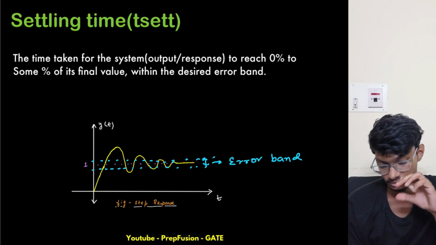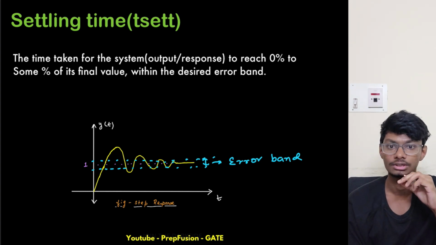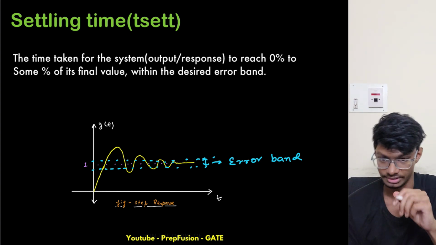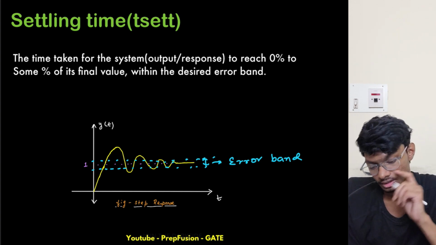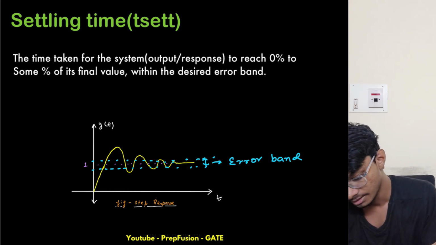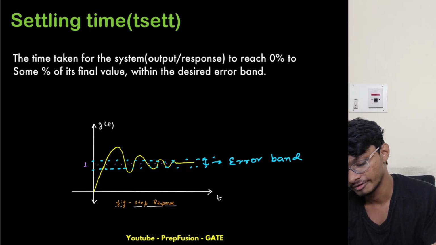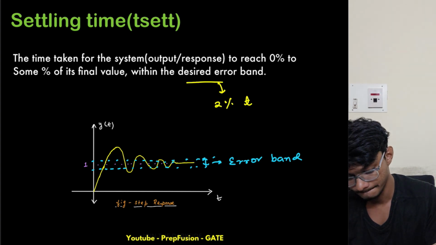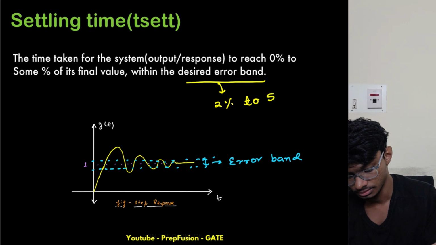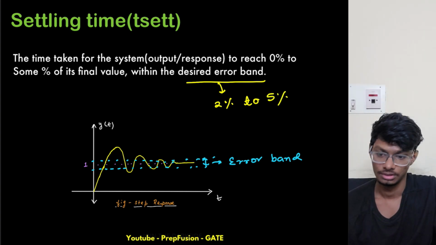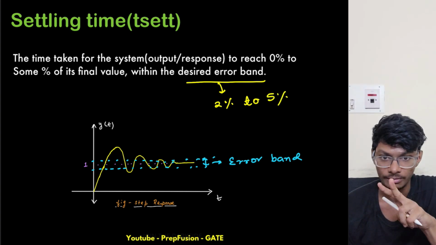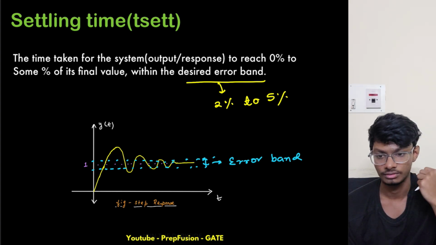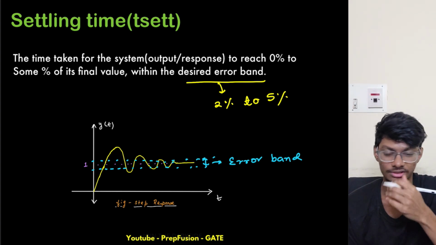That's why we tell it, right? Now from here you can define: if it is lying within this error band, then it has settled. So what is the desired error band? The desired error band may lie somewhere between 2% to 5%, right? Now we will only study two error bands, one for 2% and one for 5%. Those two are most important. Other ones you don't need to remember.